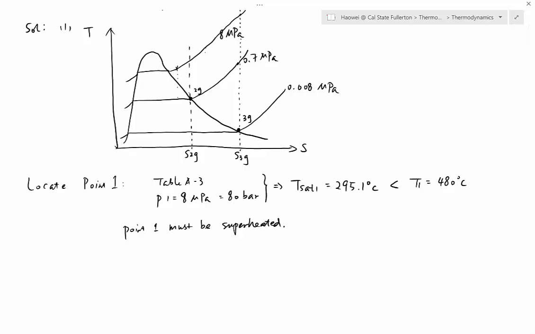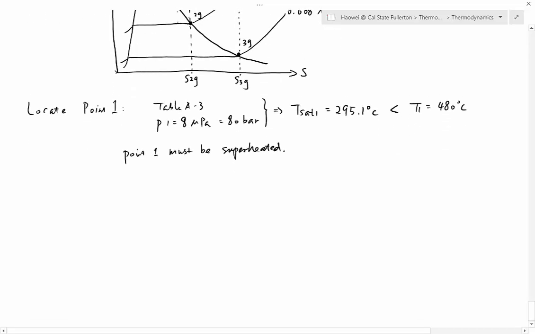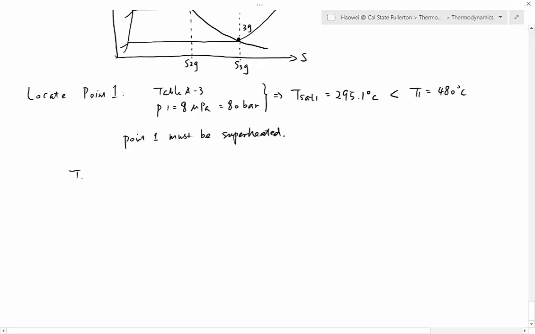And if S1 is greater than S3G, then you must put number 1 to the right of point S3G. So we need to look for S1, S2G, and S3G. Let's start from S1. How do you look for S1? We know point 1 is superheated, so you have to go to table A4. Two inputs. P1 is 8 megapascal and T1 is 480 Celsius. And from the table you can find S1 and also H1.